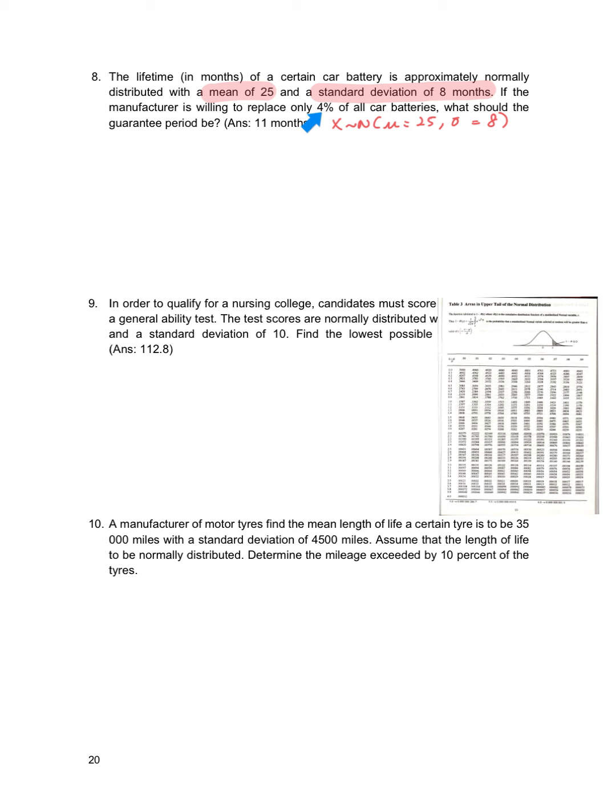If the manufacturer is willing to replace only 4% of all car battery, what should the guarantee period be? So 4% here is meaning the probability value that the manufacturer is willing to replace the car battery. So you are given the probability value, but what we need to find is what the guarantee period should be. Maksudnya berapakah lifetime of the battery that will be replaced by the manufacturer. Car battery tu should not be more than what month. So this is the probability value 4%.